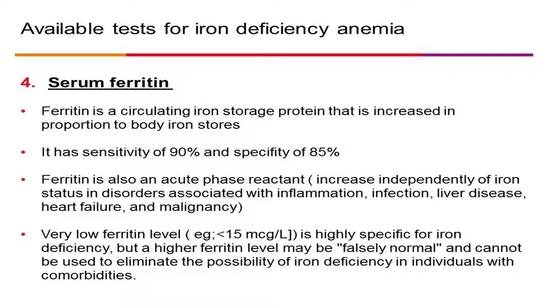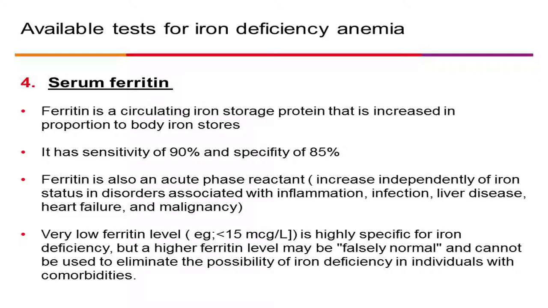So if we have a very low level, for example less than 20% cutoff point, and in some other references they would say less than 30%, this is diagnosis of iron deficiency anemia. In the regular state, it is less than 20, and some references would say less than 30, but I would say less than 20 is our cutoff point. But in anemia of chronic inflammation, less than 60 is considered as iron deficiency anemia.